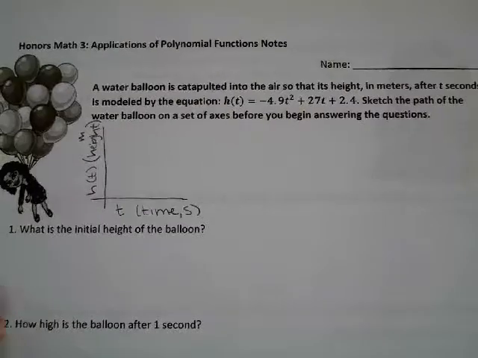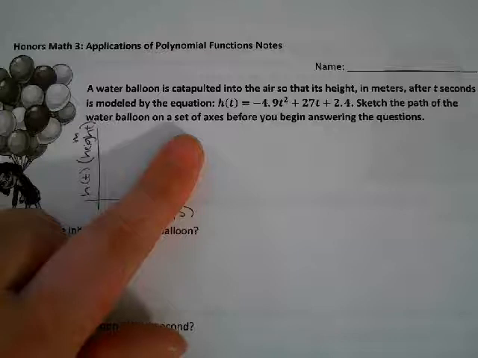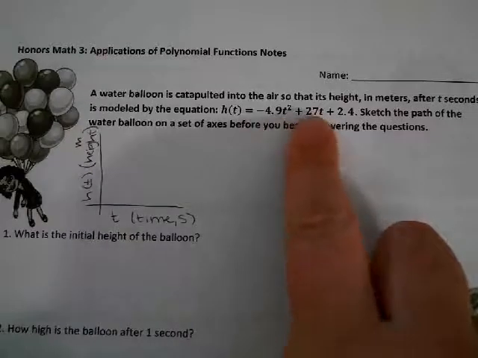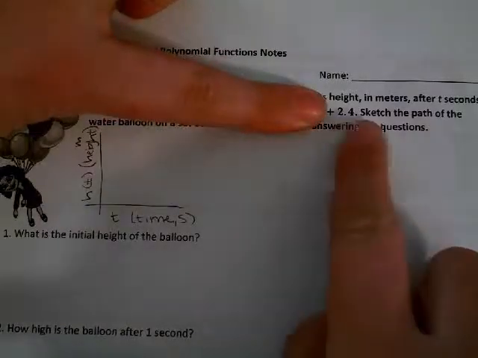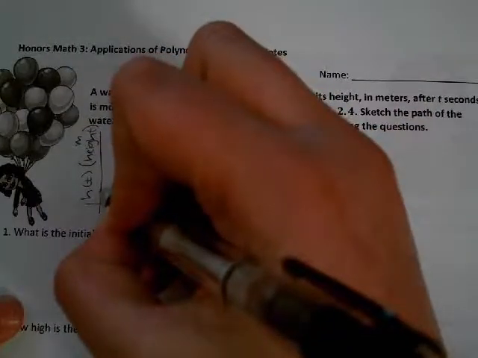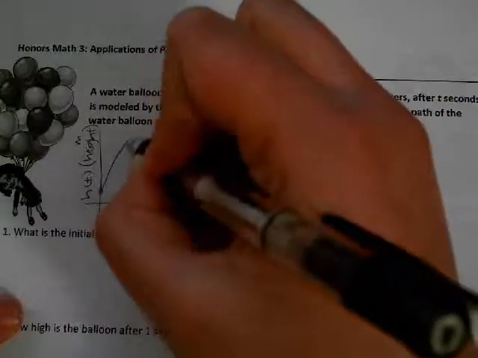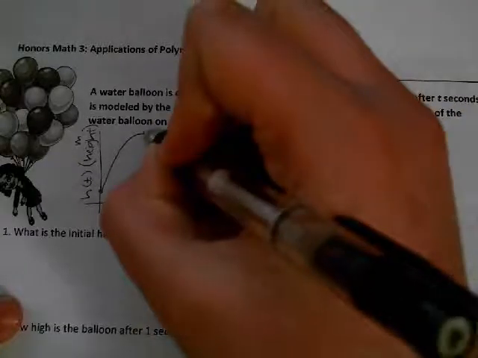And so for this, they didn't tell you specifically in the problem if it was launched off the ground or if it was launched from a height above the ground, but if you plug 0 in to see what the y-intercept is, you can see that plugging 0 in would get rid of those two terms and that the height would be 2.4. So the water balloon would go up into the air and then come down. Something like this. Okay.